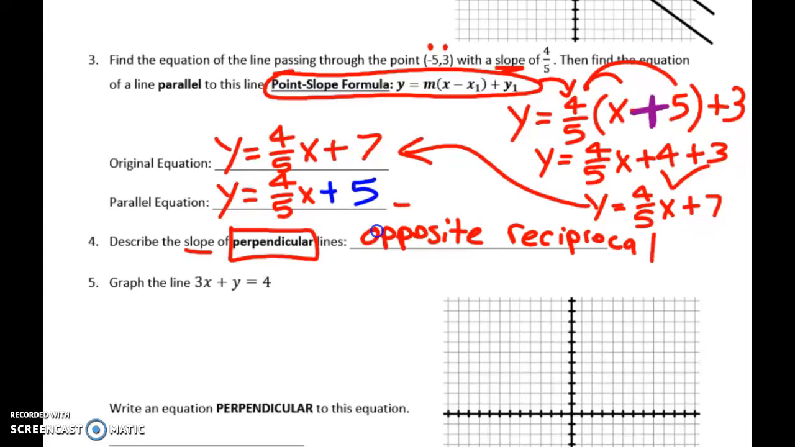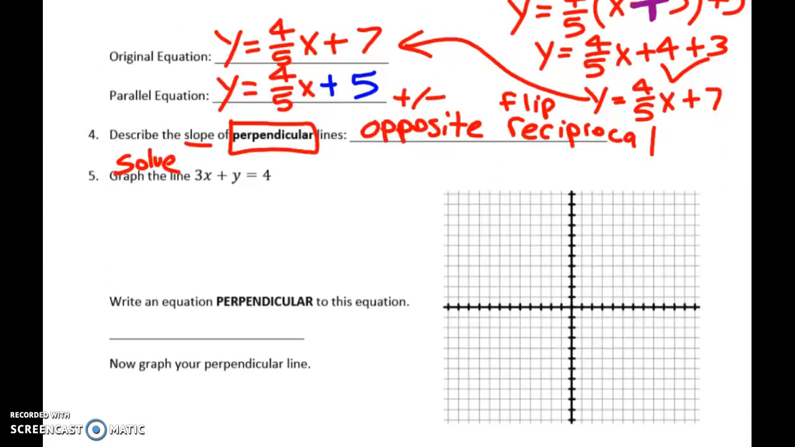Which means change the positive negative and you flip the frac. Flip, flip, flip the frac. Now, for number 5, it is not y equals. I need to solve this for y.